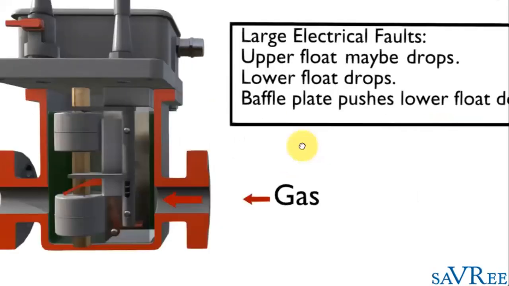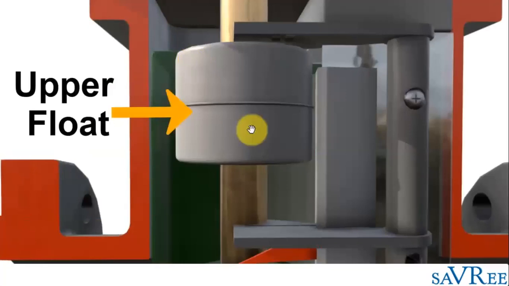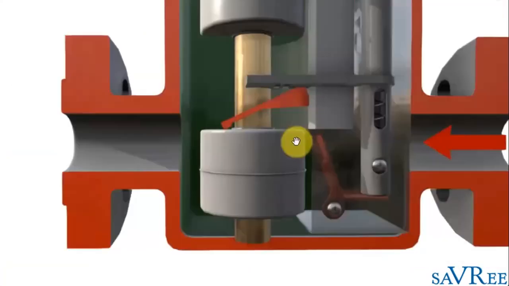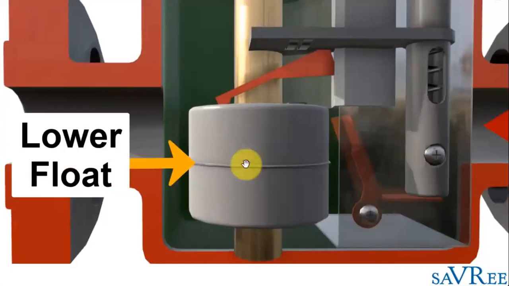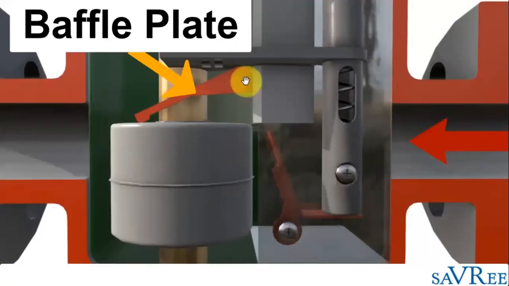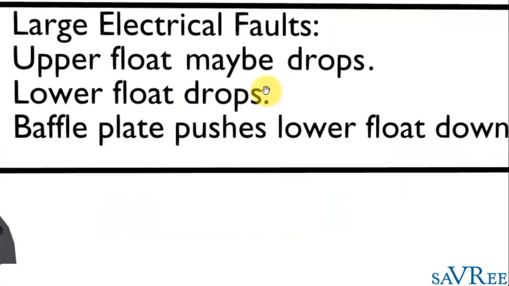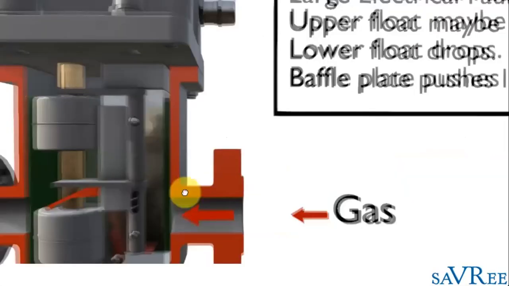So let's go over to the left here. We've got an upper float, which is this one here. We've got a lower float, which is this one here. And then we've got a baffle plate, which is this red thing pushing the lower float down here. So let's imagine for a moment, we'll go back up here to our notes. Large electrical faults: the upper float maybe drops, the lower float drops, the baffle plate pushes the lower float down.